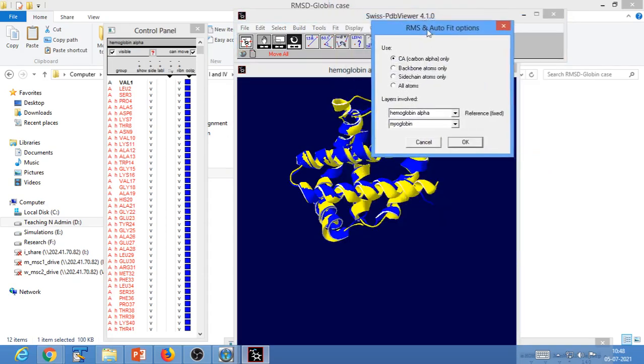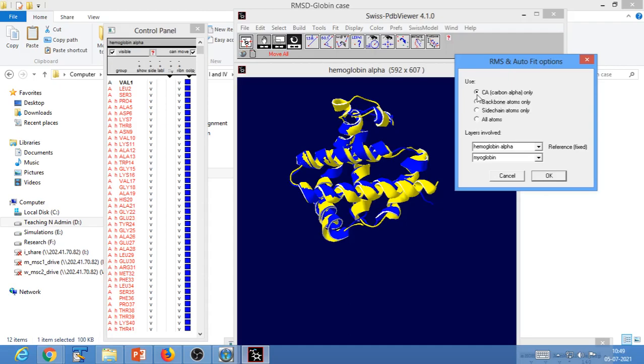It would again ask you if you want to calculate the RMSD considering only C alpha carbon atoms, only backbone atoms, only the side chain atoms, or all atoms. If you select all atoms, that would mean the number of atoms in the two proteins should be the same. Only then can you use this all atom RMSD.